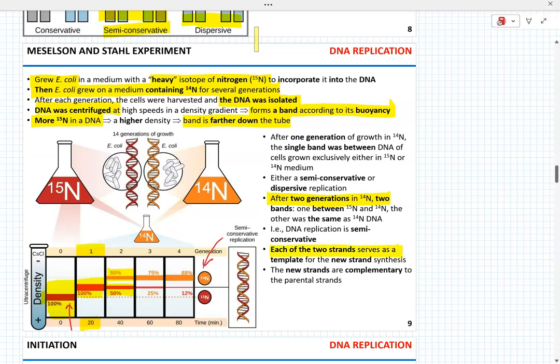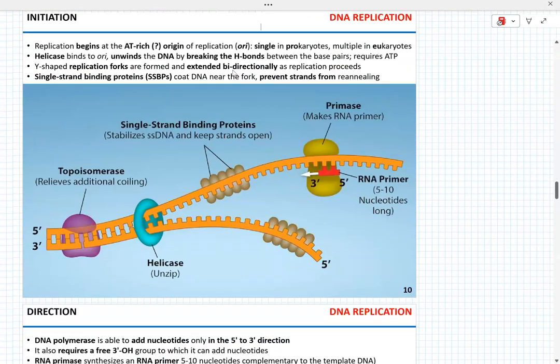So, as we mentioned before, each of the 2 strands serves as a template for the synthesis of a new strand, and the new strands are complementary to the parental ones. The process of replication begins at the so-called origin of replication. Origin is AT rich. The presence of large numbers of A and T pairs, remember they are weaker, makes DNA strands easier to separate.